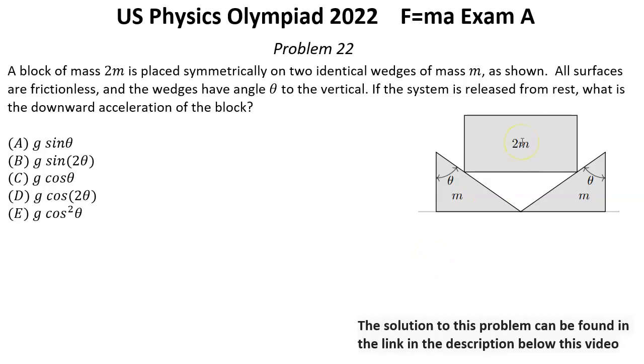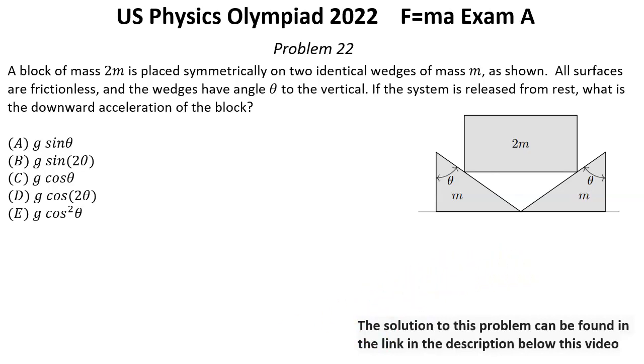Suppose that block 2m moves downward by height h. In that case we can find that the change of potential energy is equal to 2mgh. And this potential energy is converted to the kinetic energy of all three blocks. Suppose that after that the speed of block 2m is v.